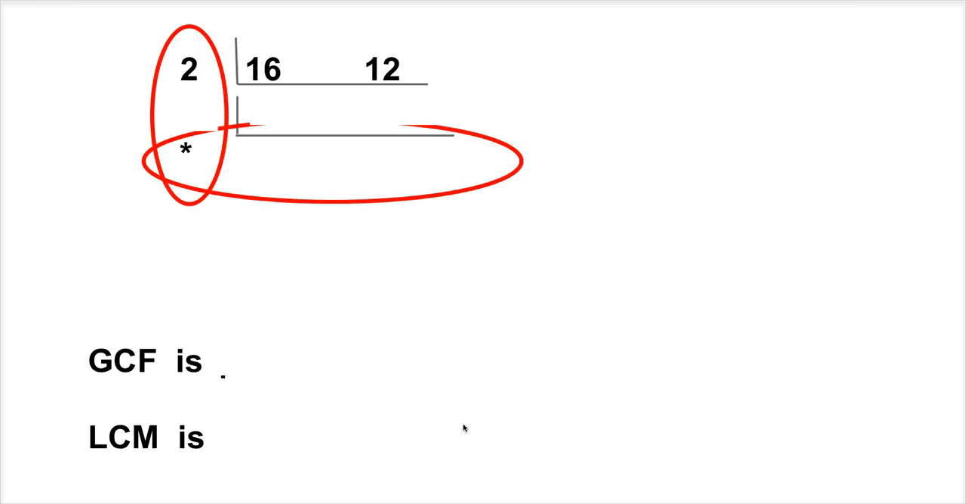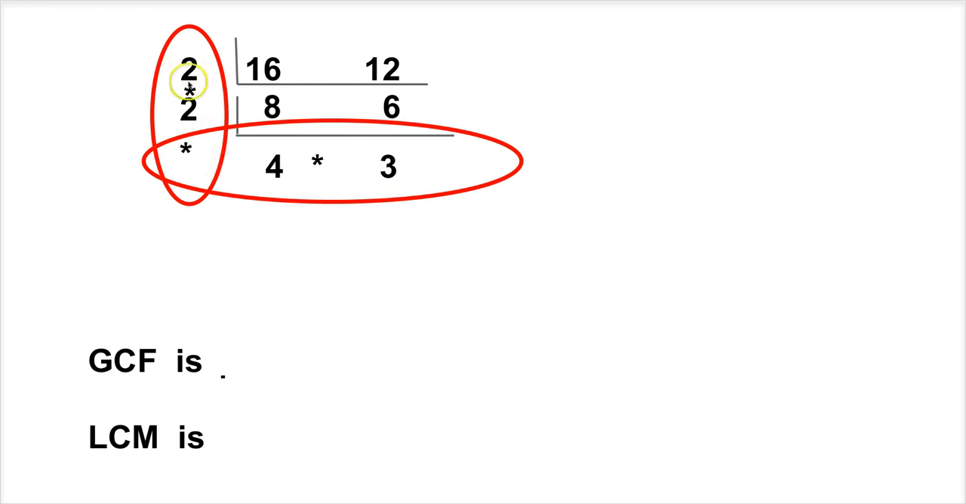And I'm looking at the GCF and the LCM for 16 and 12. So I know 2 will go into 16. I know 2 will go into 12. That's my smallest prime number. So 2 would go into 16. Well, that would be 8 times. 2 would go into 12. I'm sorry, 6 times. 2 goes into 12 6 times. So 2 will now go into 8 4 times. 2 goes into 6 3 times.